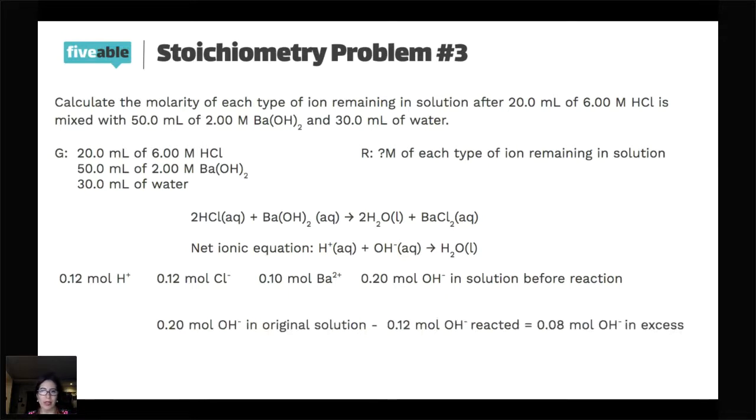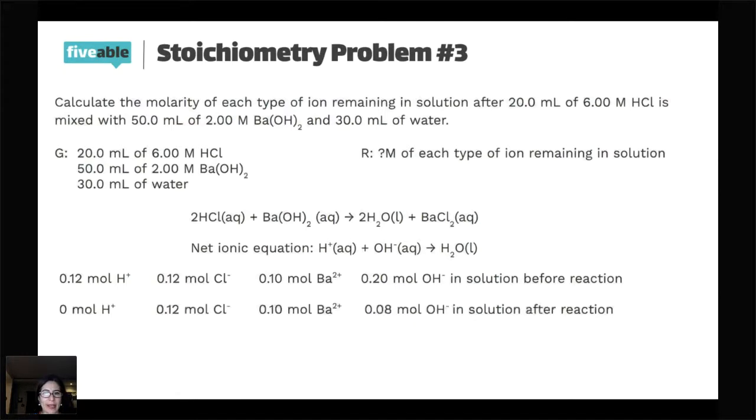So now we started with 0.20 moles of hydroxide in the original solution minus the 0.12 that actually reacted. We're going to have 0.08 moles of hydroxide in excess. With this information, we can think of what ions were in the solution before the reaction and which ions are in solution after the reaction.